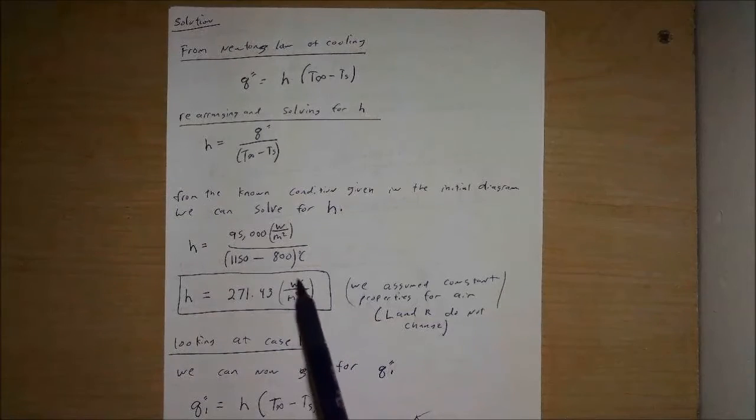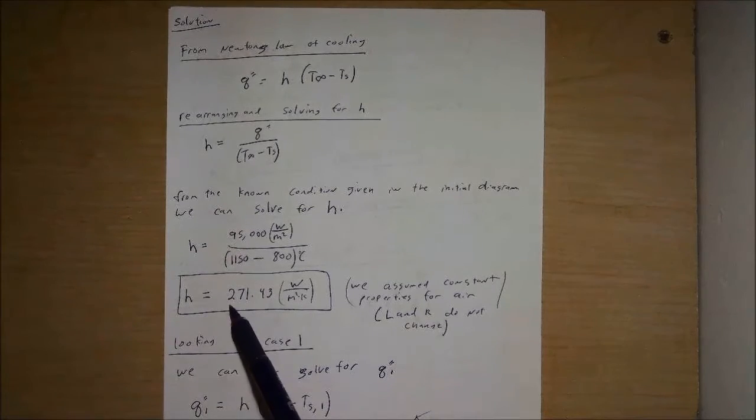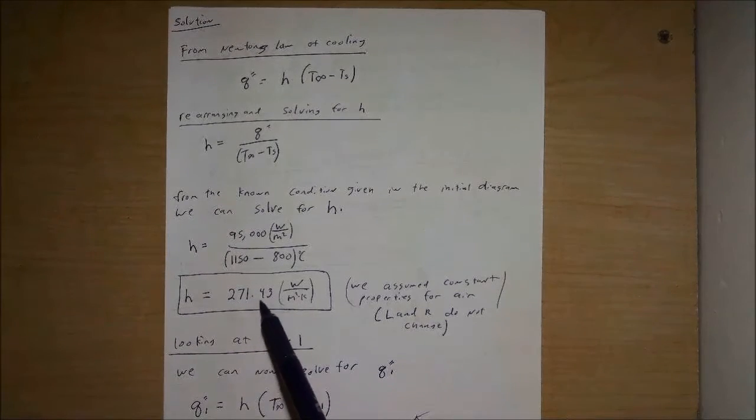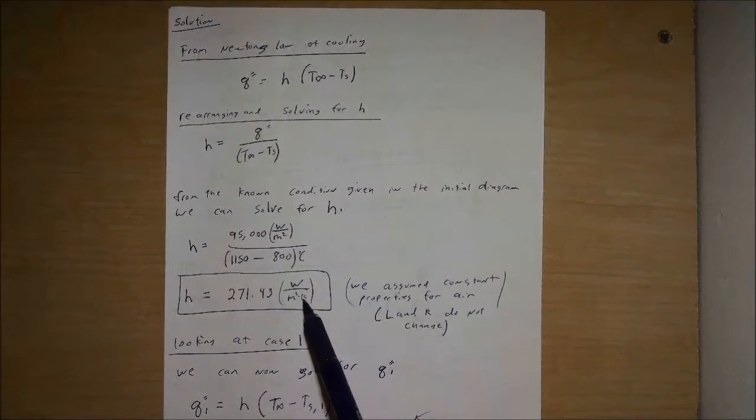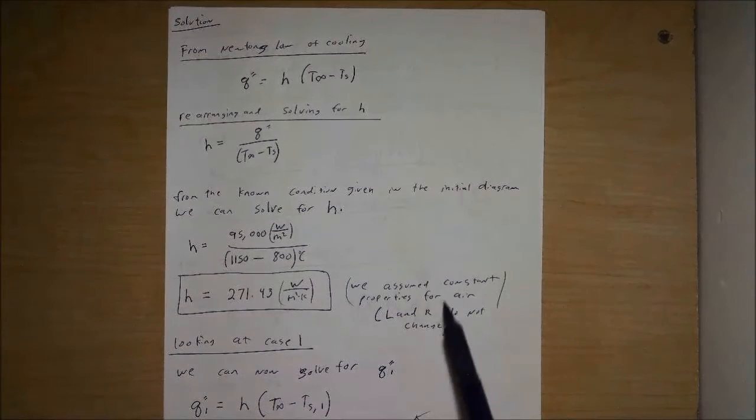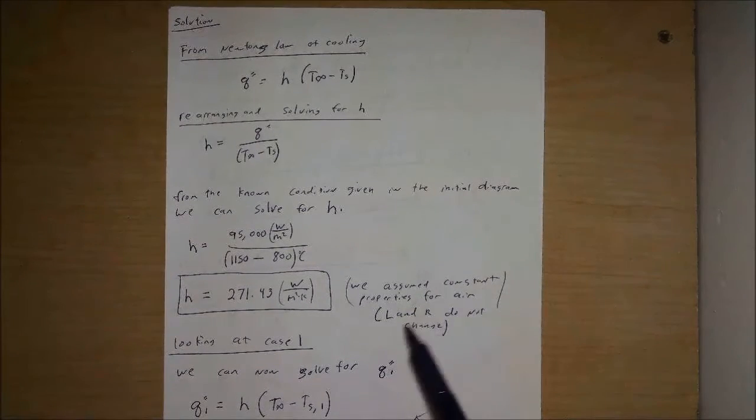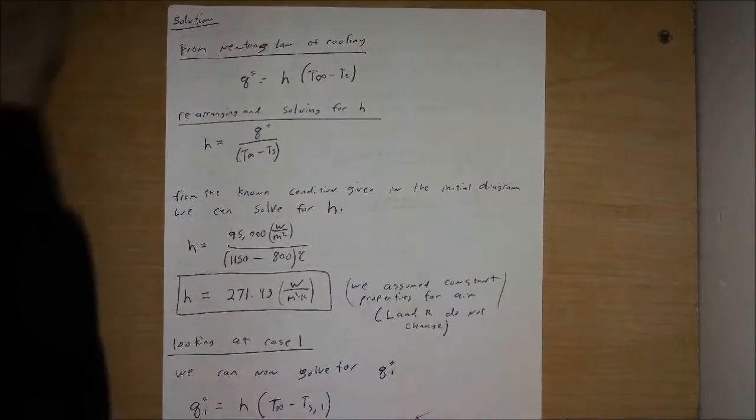If you notice, my units from unit analysis here is watts per meter squared times Kelvin. So this is still correct. h is equal to 271.43 watts per meter squared times Kelvin. Now, we assumed constant properties for air, so our L and our k do not change. So now that we have our h value here, we want to take a look at case 1.